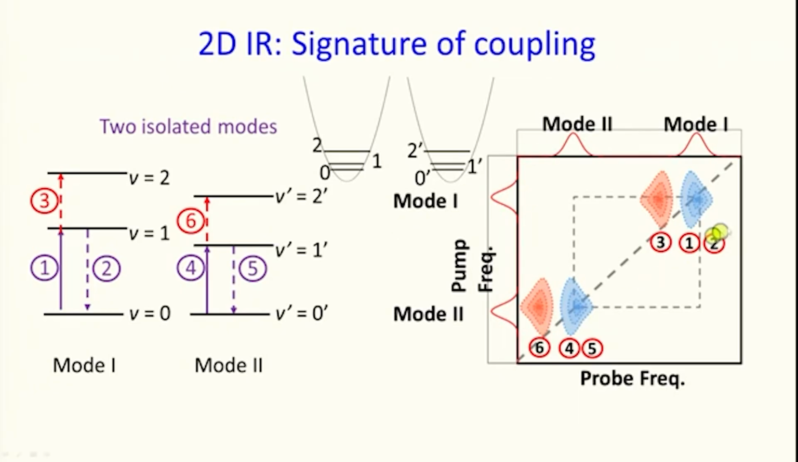This diagonal here represents the pump frequency equal to probe frequency situation. So, we expect as many positive and negative pairs as the number of non-degenerate vibrational normal modes. We expect along the diagonal as many positive and negative pairs as the number of non-degenerate vibrational normal modes in the molecule. Okay. This is what we expect when coupling is not there.